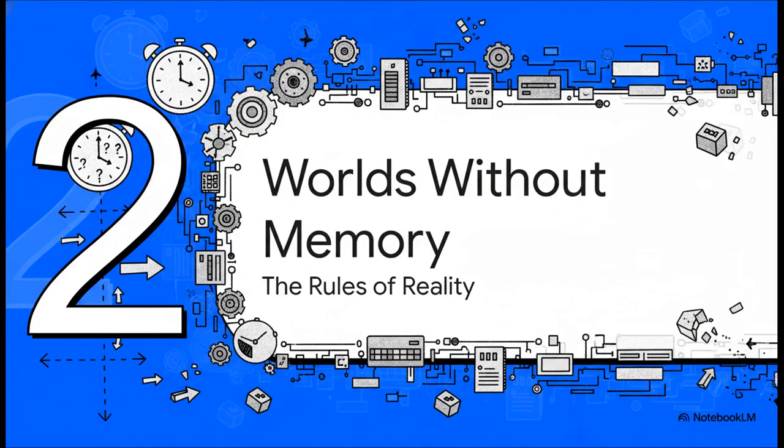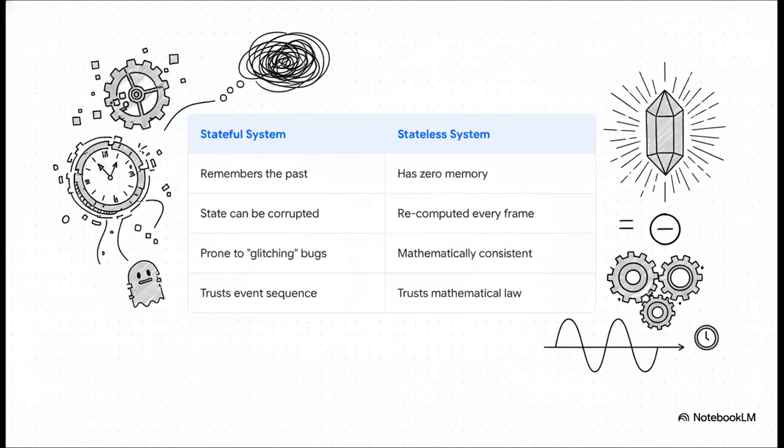So, if you have a perfect clock that lets you jump to any moment in time instantly, what kind of world can you build? The answer is a pretty radical one. A world that has absolutely zero memory. Now this slide gets right to the heart of how everything connects. That O(1) clock we just talked about, it's the key that unlocks this whole stateless design.